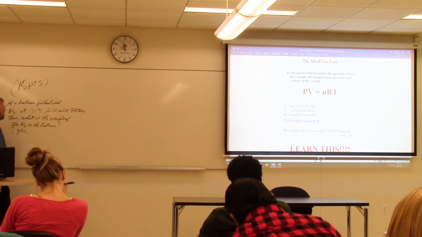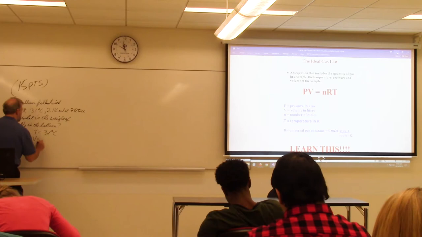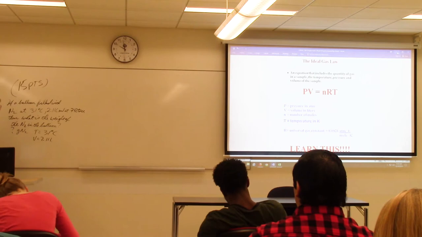What are you given? You're given a temperature, 31 degrees C. What's L? Liters. Liters is the volume. You're given the volume of the balloon. And what's torr? Torr is pressure.